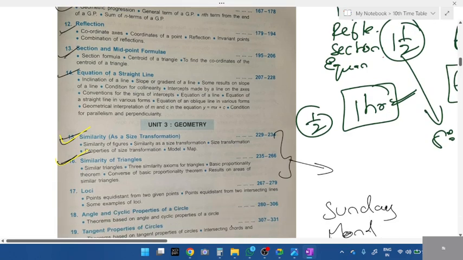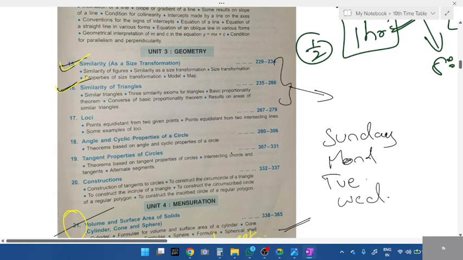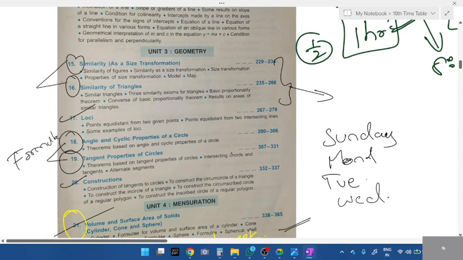Then reflection, section, midpoint, equation. Do you all have any doubts in these three? 12, 13, 14? Response, students. Everything is done. Formula is given. Go through that. Even questions you have practiced. Previous year questions. Similarity of triangles. If you have any doubts in this, if you want, I'll explain. 15 and 16. Okay. Similarity of triangle. Loci. All of you remember loci? Construction. Loci construction. So today evening I'll be discussing once again the angle of cyclic property, tangent property of circle formula, students. This formula and the similarity of triangle formula.